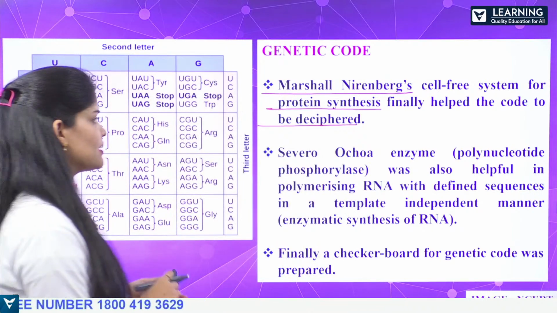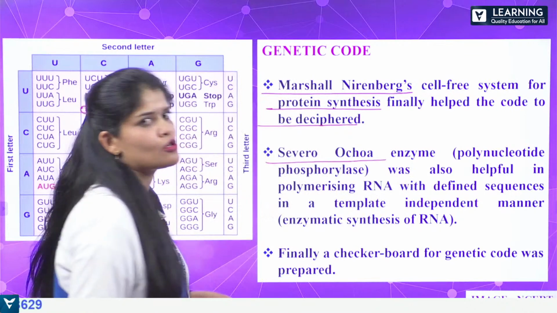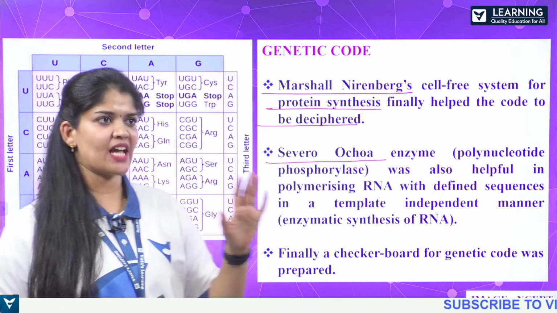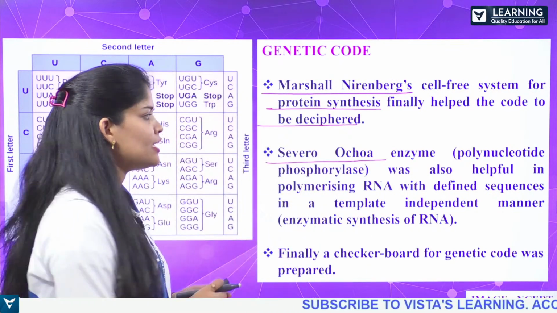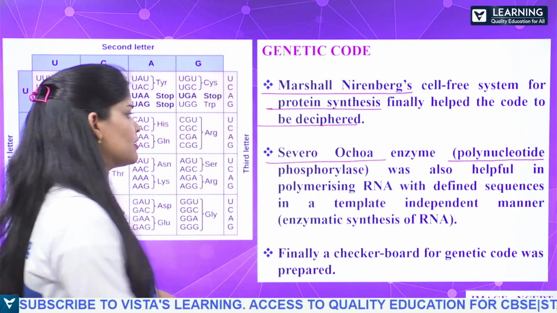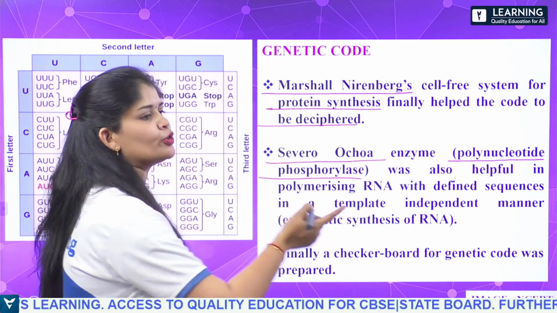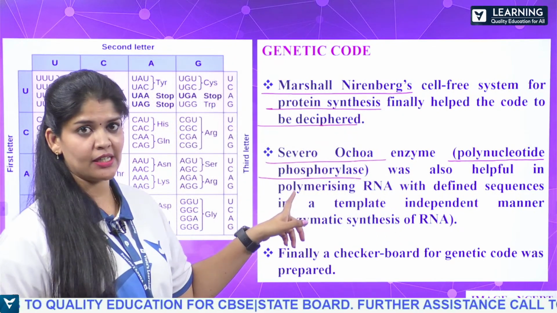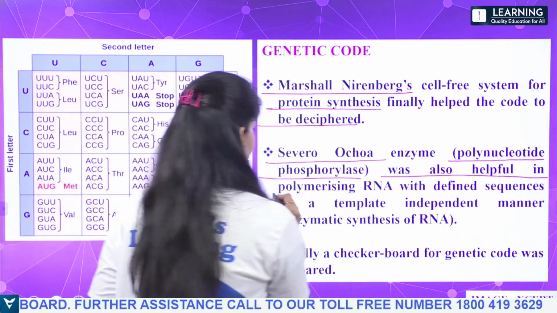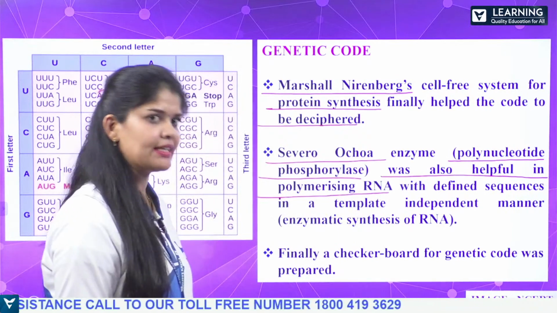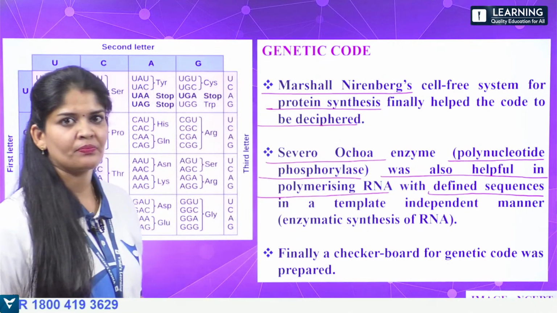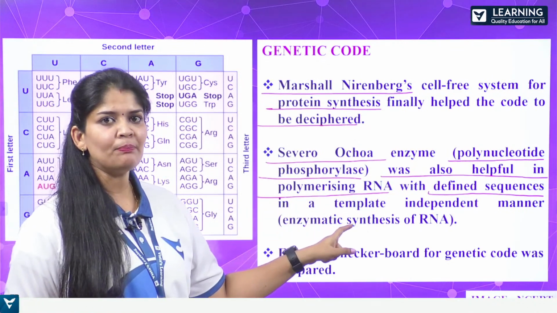Now, another scientist, Severo Ochoa. Again, he worked on the synthesis of RNAs and also protein synthesis. He used an enzyme, and that enzyme is polynucleotide phosphorylase. By using polynucleotide phosphorylase, he was able to synthesize RNA. It was also helpful in polymerizing, synthesizing RNA with a defined sequence. They know the sequence which is present in the RNA. Defined sequence in a template independent manner.